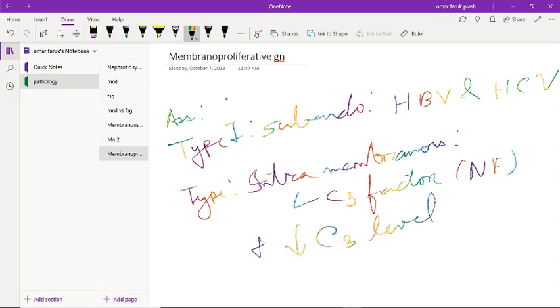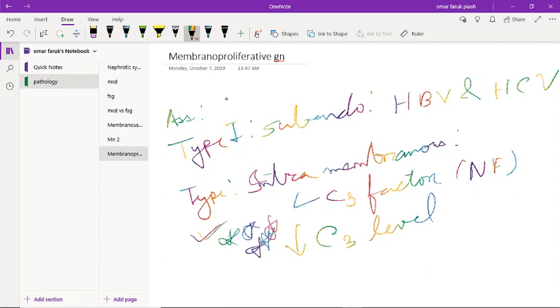You have to remember this because there are lots of questions regarding this, and one of them is that there is decreased C3 level in membranoproliferative glomerulonephritis. This C3 nephritic factor has the potential to create nephritic syndrome too.